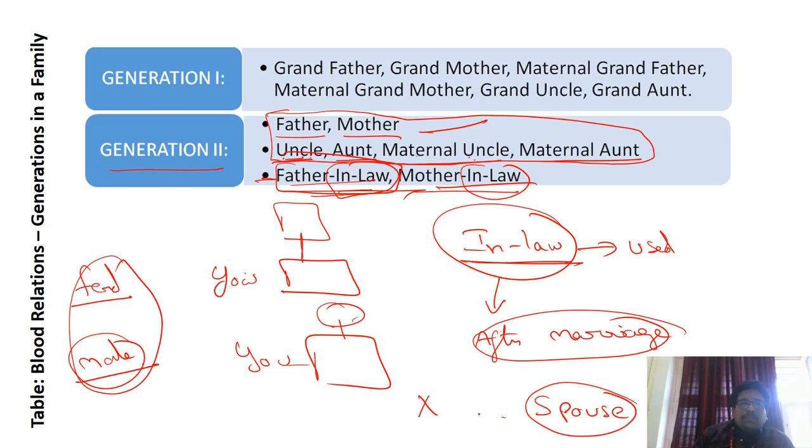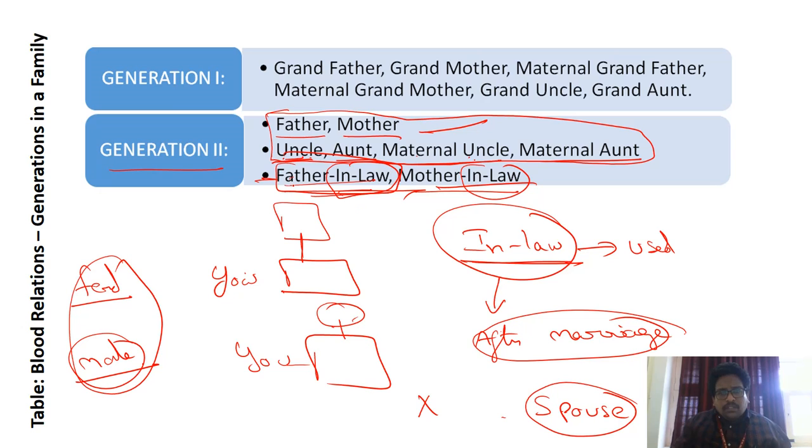So if a male says my spouse is a teacher, that means his wife is a teacher. If a female says my spouse is an engineer, that means her husband is an engineer. Clear? So it's very easy. Don't get confused. Very easy to understand.